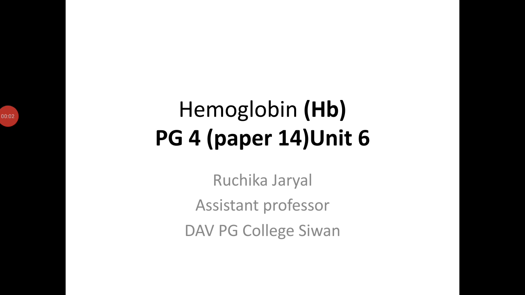Welcome class. Today we will discuss hemoglobin. Hemoglobin works as a transporter of oxygen in the human body. In this topic today we will discuss how hemoglobin is very important for the transport of oxygen, what type of structure hemoglobin contains, and some of the kinetics, a bit about the Hill equation, that is, how hemoglobin is very important and more effective compared to myoglobin for the transport of oxygen.